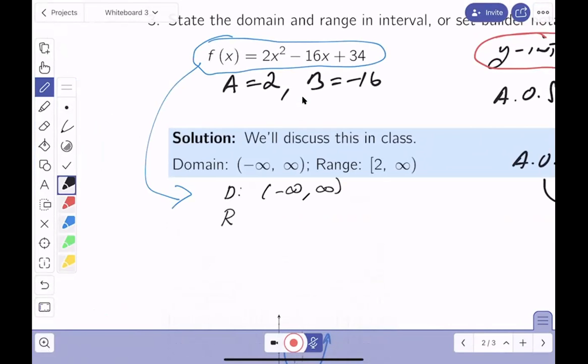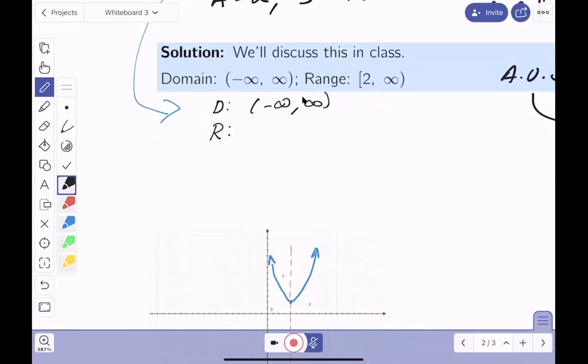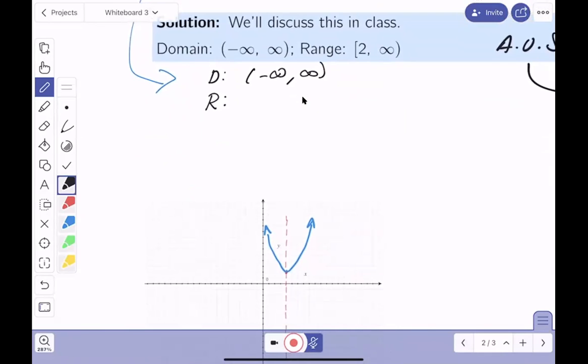Range is more difficult. Range, for most students, you're required to look at a picture. And I want to emphasize what I'm looking at. The range is what's being covered here. Well, I want to be honest with you, it starts here, and then it goes off in that direction. So where's it starting in this direction? Well, it's starting at the number 2. Does it touch 2? Yes. That's where the vertex is. And then it goes off to infinity.